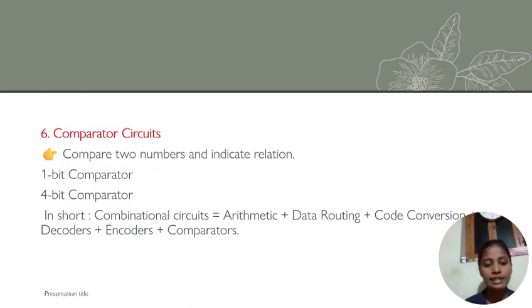And sixth one, comparator circuits. Comparator circuits compare two numbers and indicate their relation, that is 1-bit comparator and 4-bit comparator. In short, we can call combinational circuits: arithmetic plus data routing plus code conversions plus decoders plus encoders plus comparators.